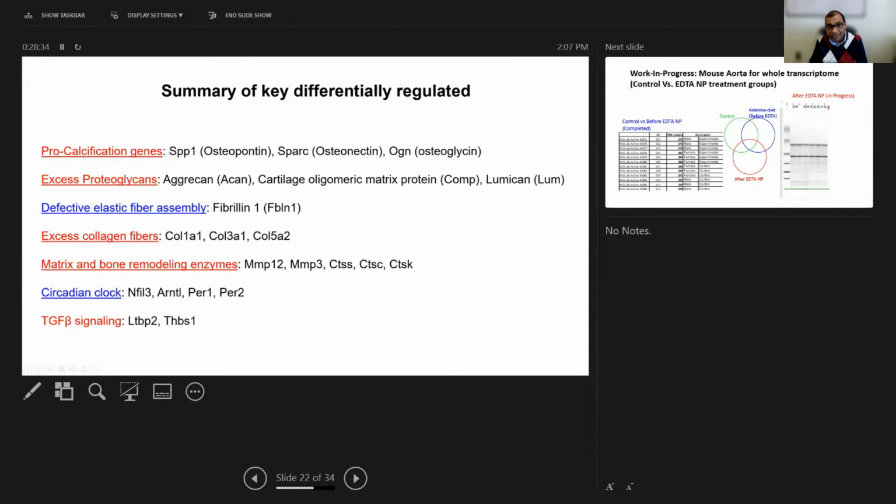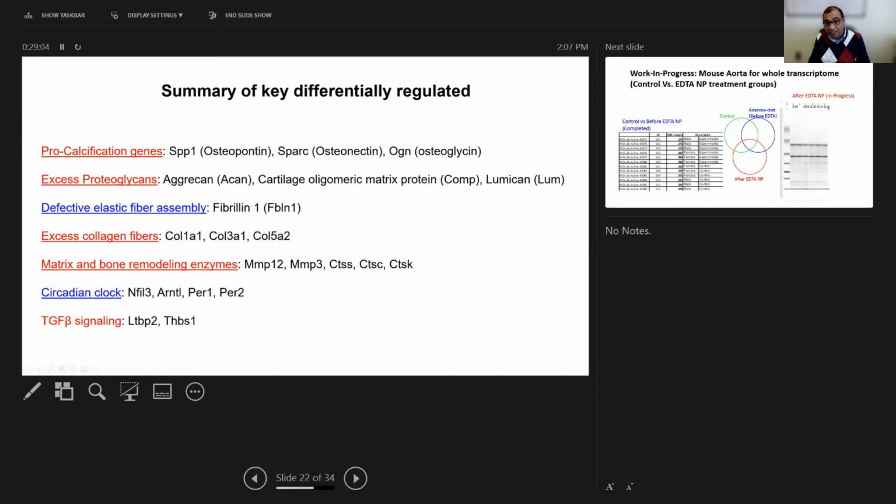We have proteoglycans that we know are associated with cartilage. Remember, cartilage is the primary source that gives rise to the osteoblast. So of course, osteochondrogenic gene expression is important. So we find aggrecan, which is a cartilage-specific proteoglycan, is upregulated. These are all cartilage-specific proteoglycans, and they're all upregulated. Lumican, for example. And there was a paper that just came out that if you knock out lumican in mice, it actually leads to aortic dissection and rupture.